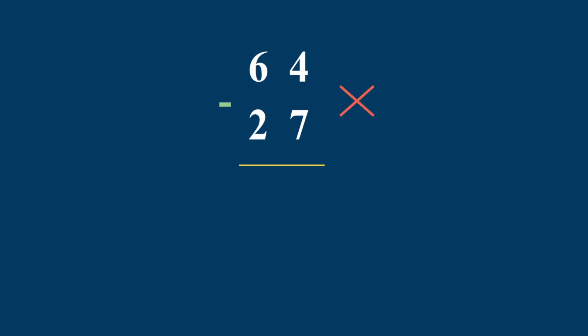4 minus 7. But I can't do it because 4 is smaller than 7. So we must borrow. You go to the 6 in the tens place and borrow 1 from it. So the 4 becomes 14 and 6 becomes 5. Now we have 14 minus 7, which equals 7.